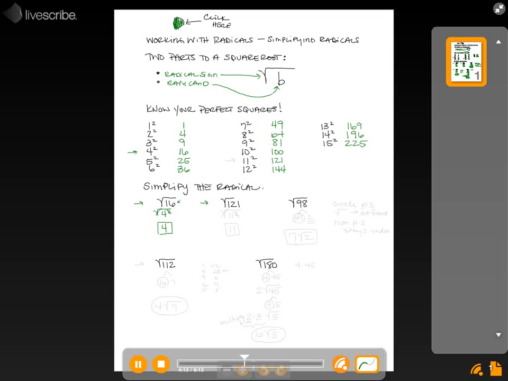Square root of 121. Well, this is the same idea. We want to find the biggest perfect square that goes into 121, and it's actually already in our chart. It's 11 squared, so we can rewrite it.